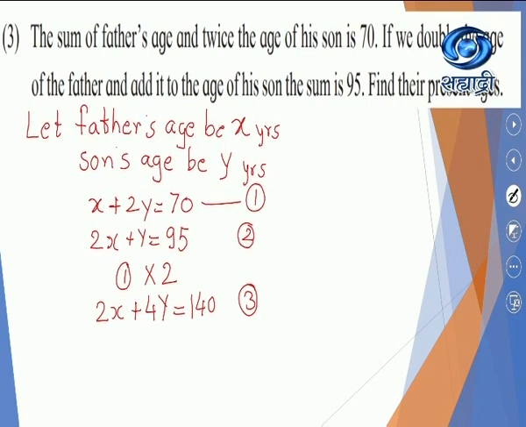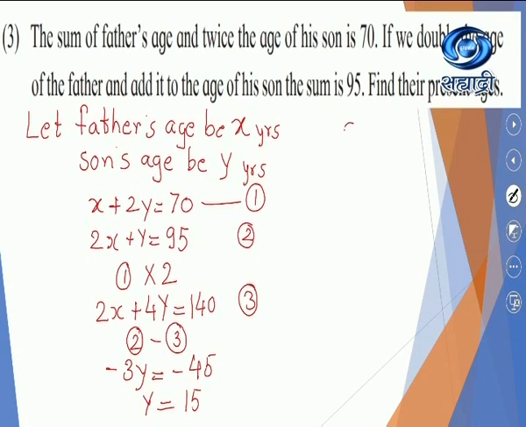Now, if I subtract equation number 3 from equation number 2, that is equation 2 minus equation 3. I am specifically encircling this number so that you won't be confused. What I get the answer as minus 3y equal to minus 45. So, y is equal to what you get? 15. Okay. Now this y is actually the son's age. So 15 years is the son's age.